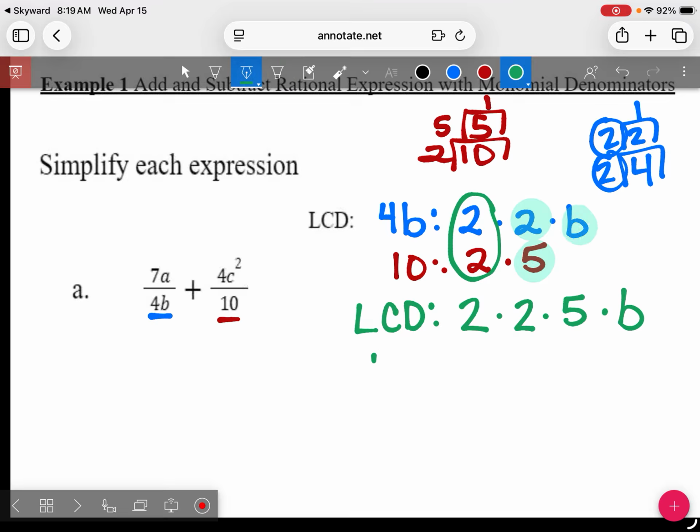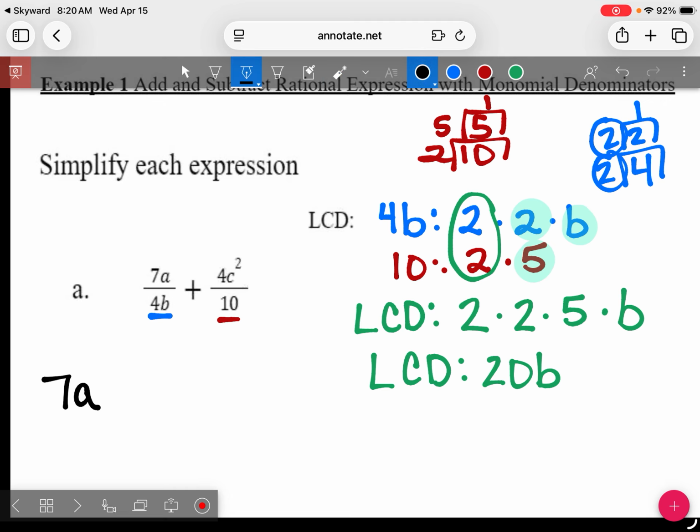So go ahead and pick up your calculators. Figure out what you get when you take 2 times 2 times 5. You should get 20. That is my least common denominator. So I need to change both of these fractions so that they both have a 20B in my denominator. Okay? So to do that, we're multiplying.